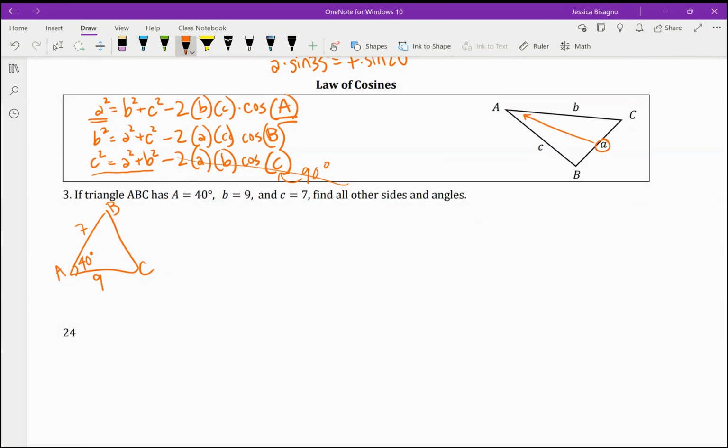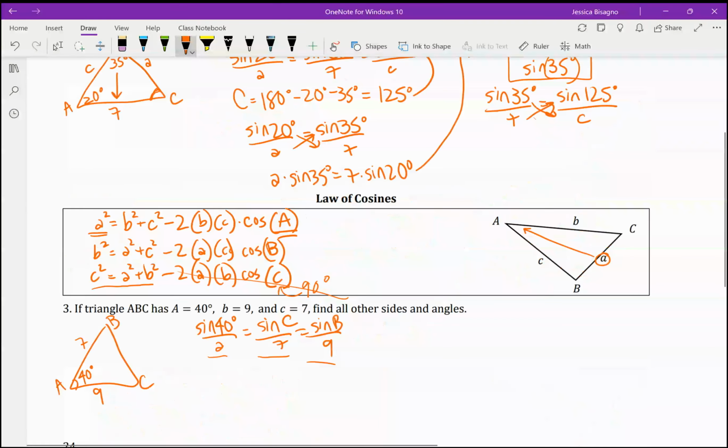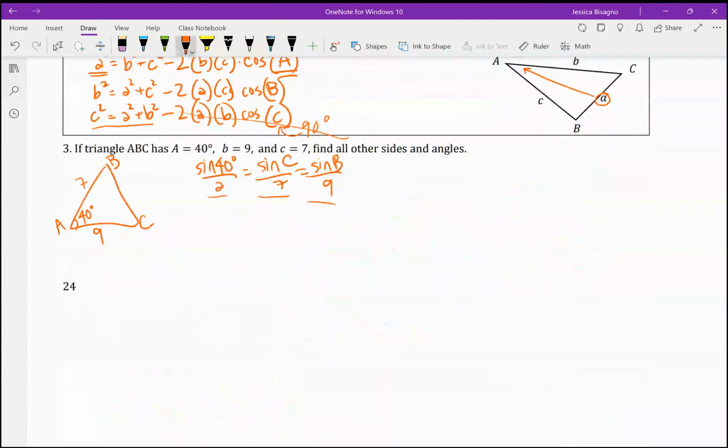Well, how do you know that you're supposed to use law of cosines and not law of sines? If I were to try to set up law of sines, I'd have sine of 40 over, I don't know, and then you have sine of C over 7, and then sine of B over 9. Well, I don't have enough information to solve for any of this because I have an unknown in every part of my ratio. Whereas up here, I knew one of the angle measures and the side length across from it, so that gave me a complete ratio. So if one of your ratios is complete, then you can solve. But if you do not have a complete ratio, then you cannot solve.